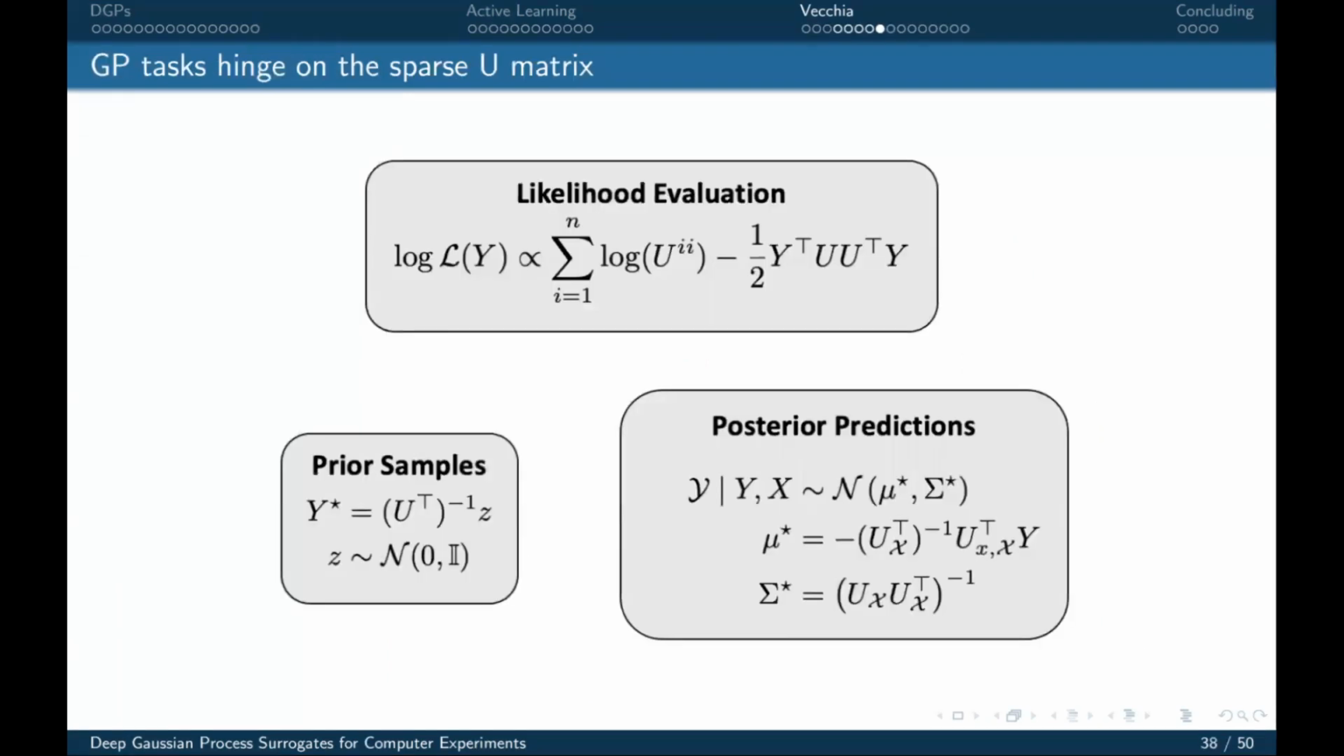That means that everything you would want to do with a Gaussian process, like evaluate its likelihood, sample from its prior, or make a prediction, can be done directly on this sparse Cholesky factor and not on the original variables. So I'm using sparse matrices, I'm using parallelization, and that's it. Sparse matrices and parallelization: two things that make stuff fast.